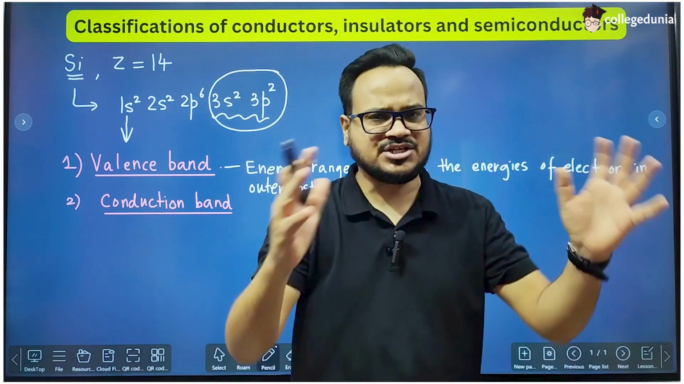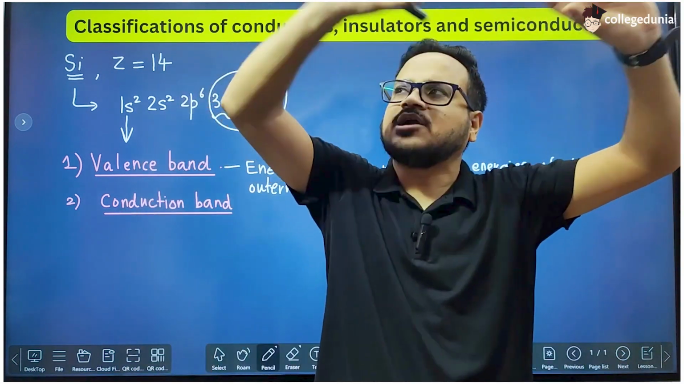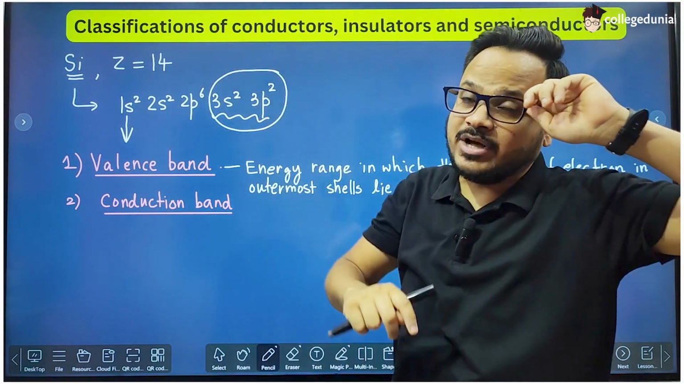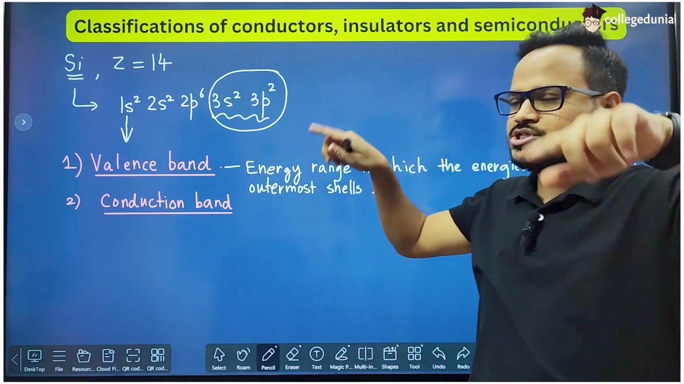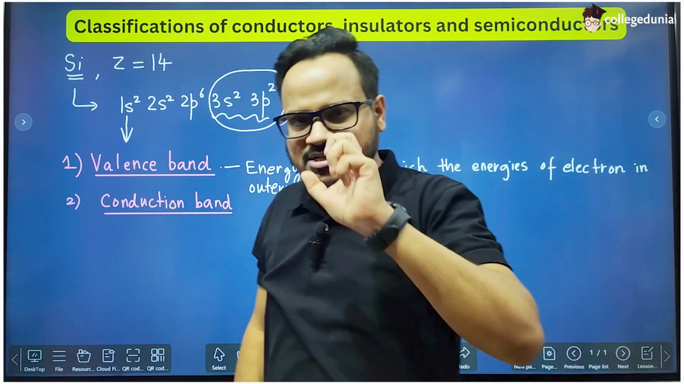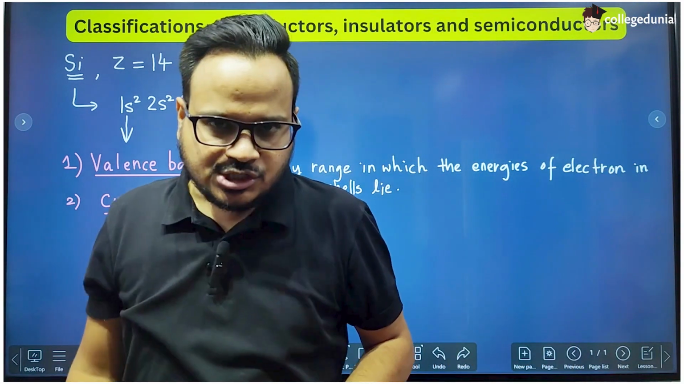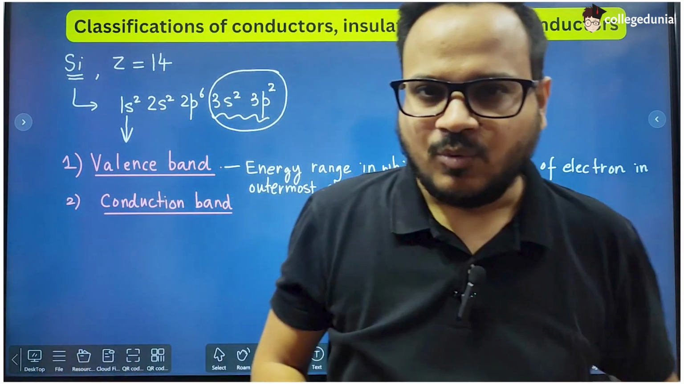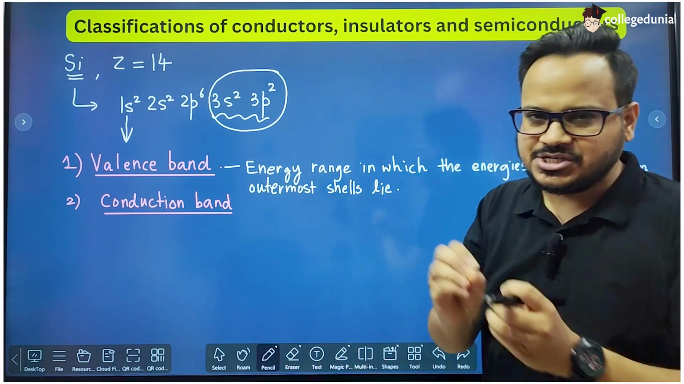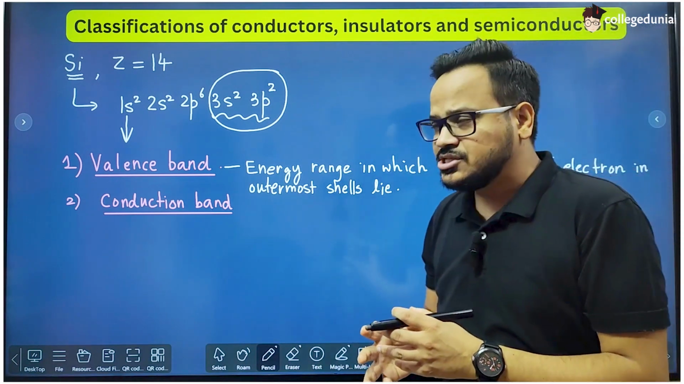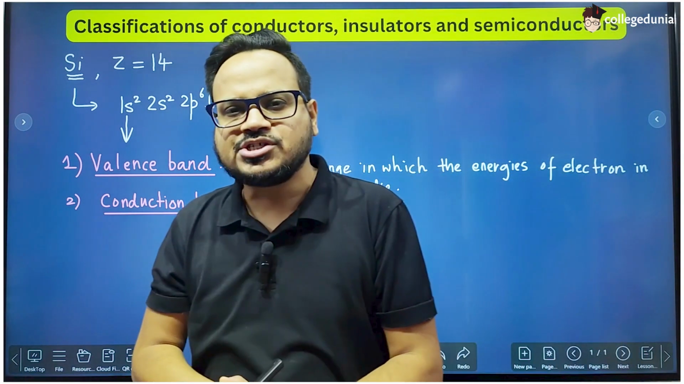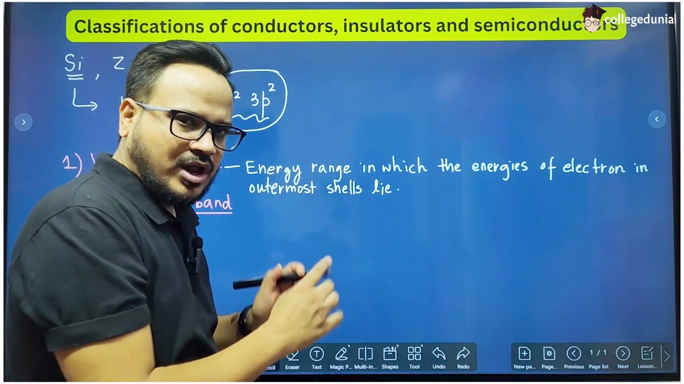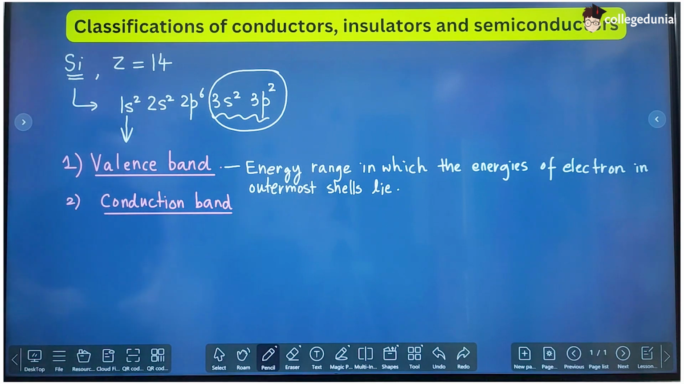When the substance is in gaseous state, one atom is there and another atom is quite far away from it, and the third one is quite far away from that atom. So the outermost shell of every atom is separated from the other atoms, so the energies are different. But when the atoms are packed in a solid structure, the energies of electrons in the outermost shells of all the atoms get mixed up and fall in a particular range, and that range is called the valence band.